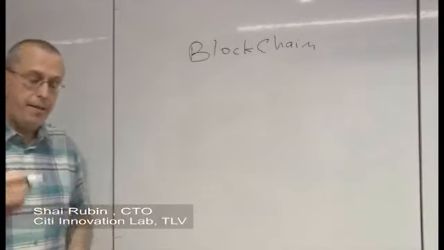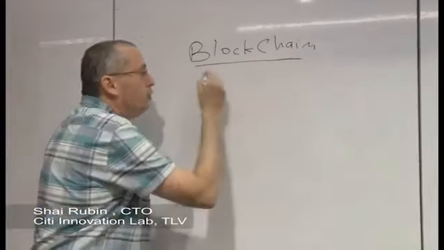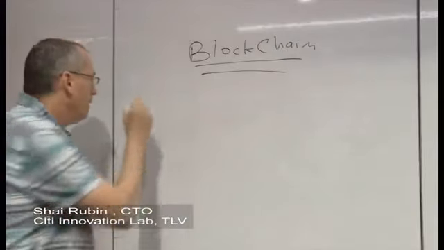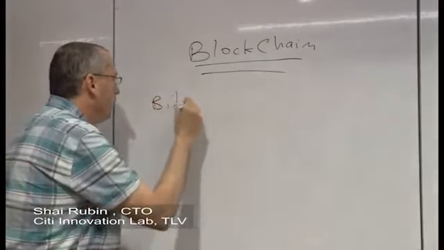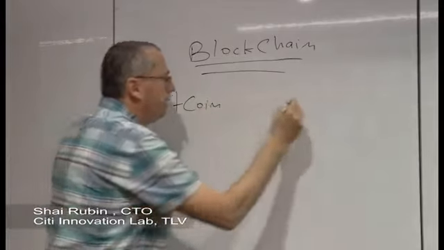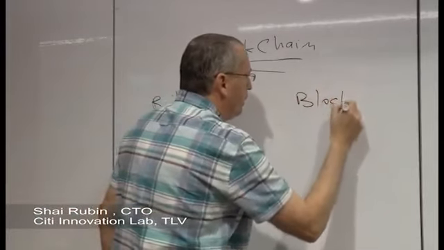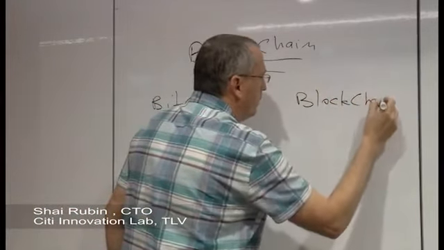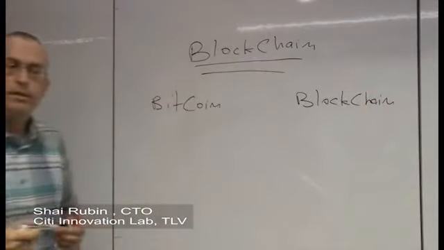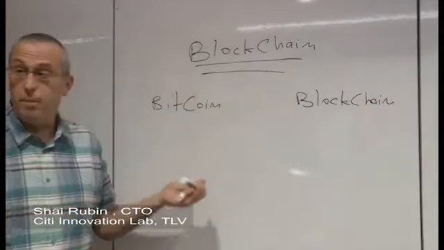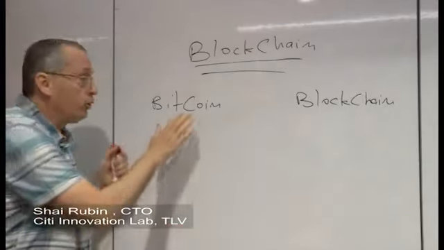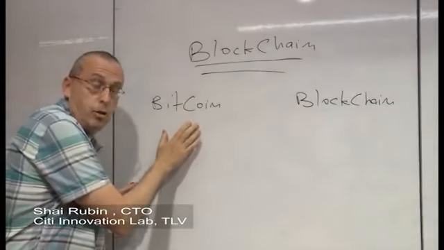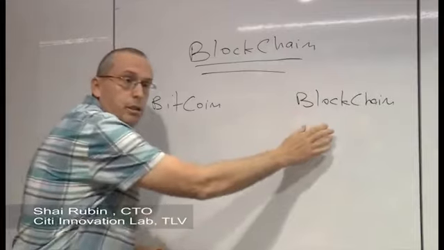Okay, so the first thing that we need to understand are two basic terms: Bitcoin and blockchain. Bitcoin is a digital coin. It's money which is digital. We are not going to talk about this Bitcoin at this talk. We are going to talk about blockchain.